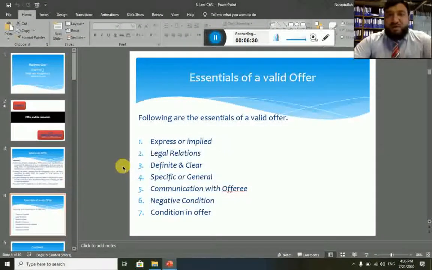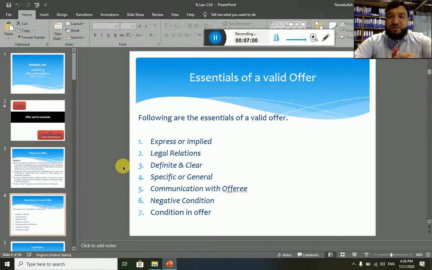So what are the essentials of a valid offer? What makes an offer valid? What things should be present in an offer to make it valid from the legal point of view? There are 7 elements of an offer. An offer must contain all these 7 things. That's why these are called the essentials. If one or more of them are absent in an offer, that offer is not valid.